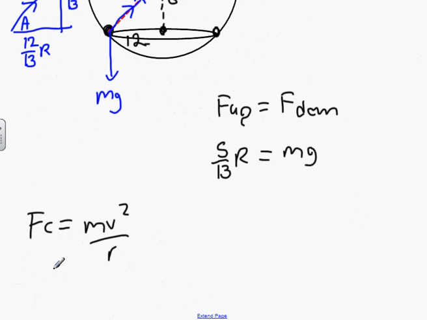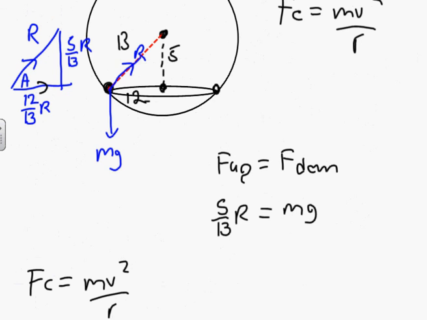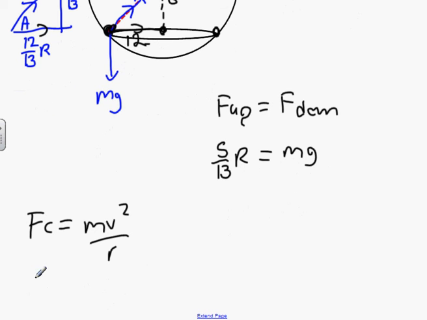Okay. What's Fc? What is going towards the center of the circle? What is driving this back in to make it circular motion? What force is making that happen? 12 over 13 R. Good man. Its mass being m, its velocity being v squared at the moment, its radius being 12.